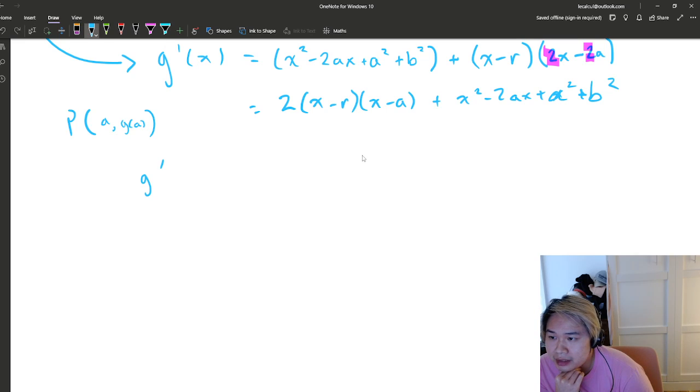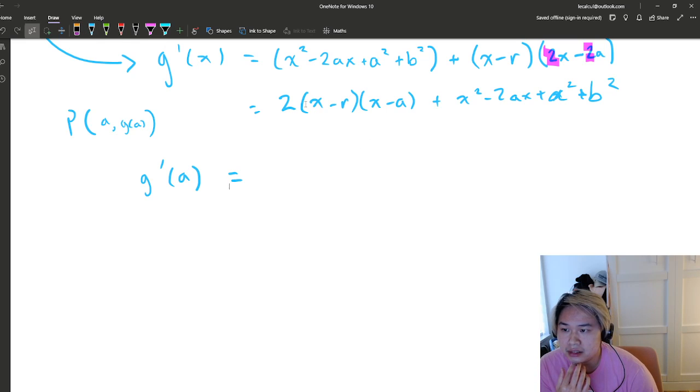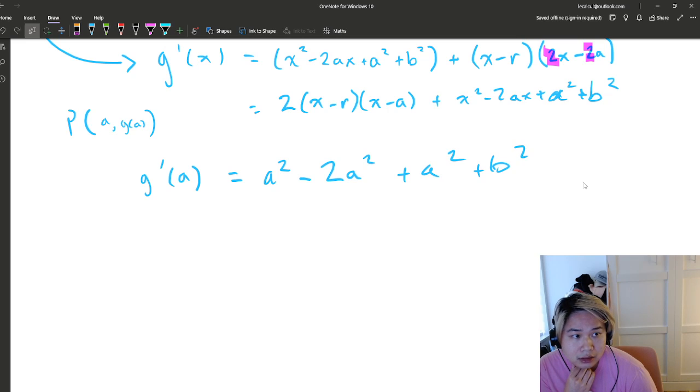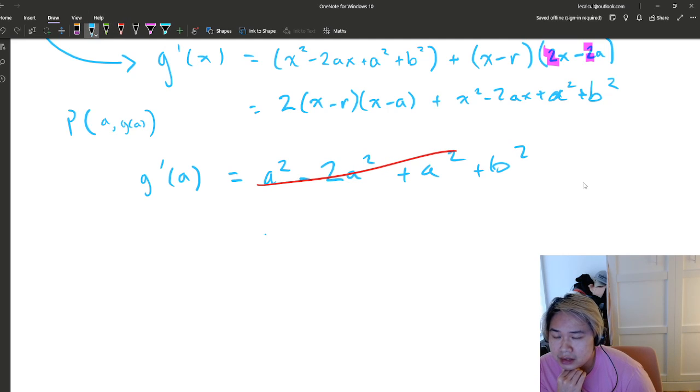So G prime at A, we are going to evaluate. So if X is A, this first term is going to be 0 because of this factor right here. A minus A is going to be 0. And then in this one, I will have a squared minus 2a squared plus a squared plus b squared. And then, oh, this is nice. These all cancel. So G prime at A is B squared. Okay.